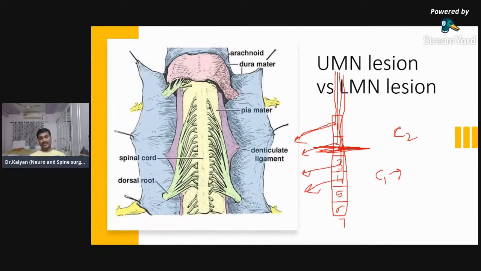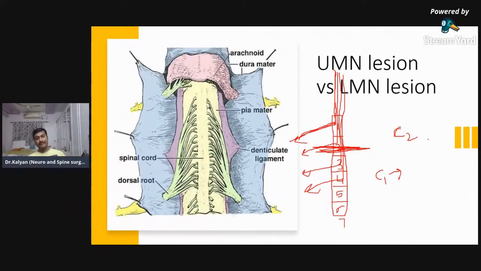C1 is normal because the lesion is below C2. You can just think like the electrical wiring. The electrical wiring to C2 is normal. The UMN fiber to C2 is normal. The LMN fiber to C1 is normal. So C1 will be normal.